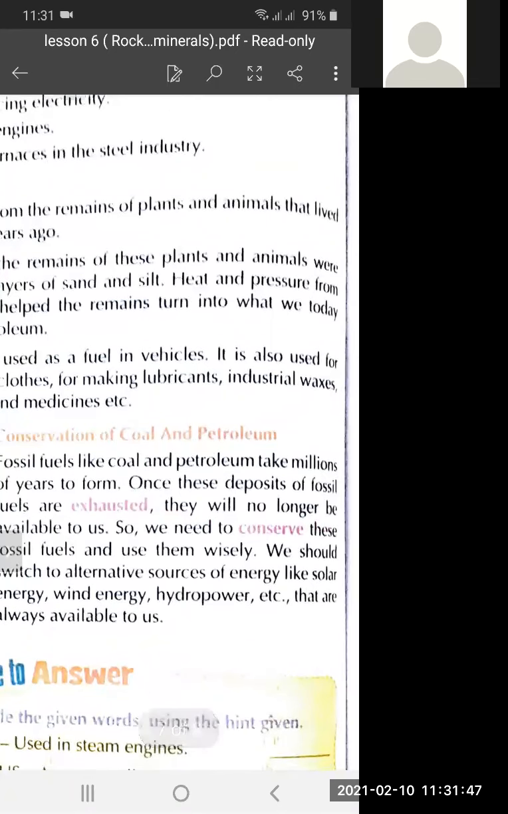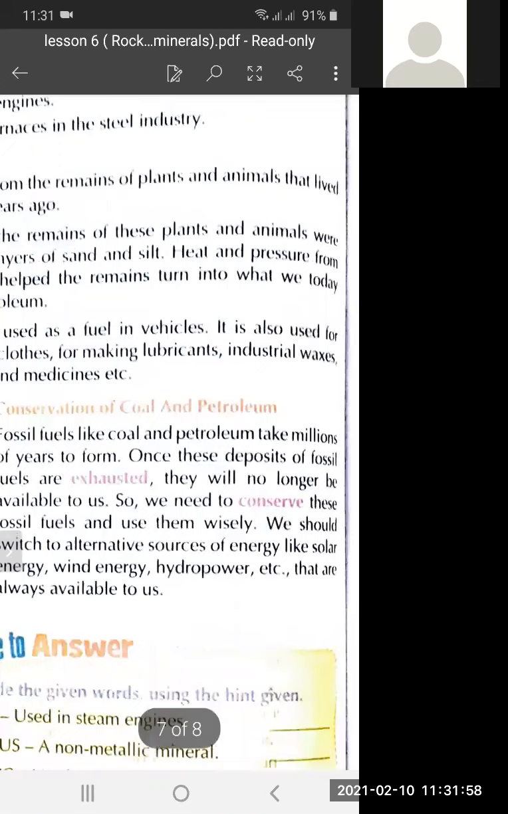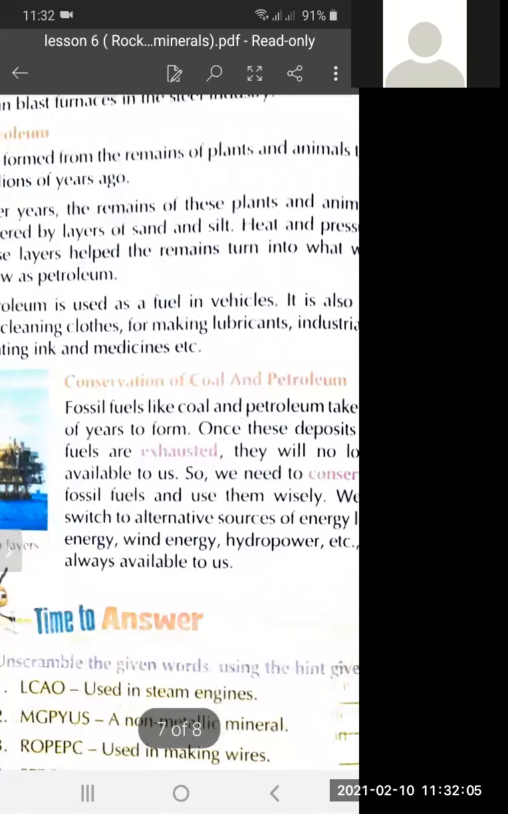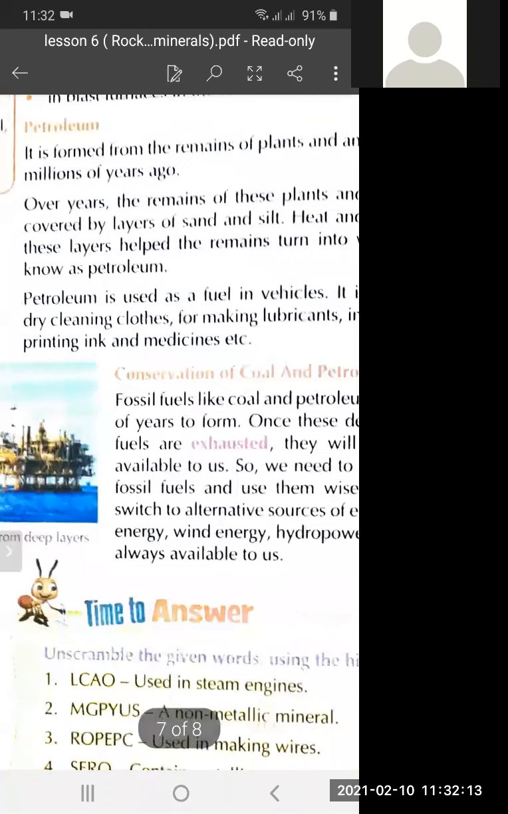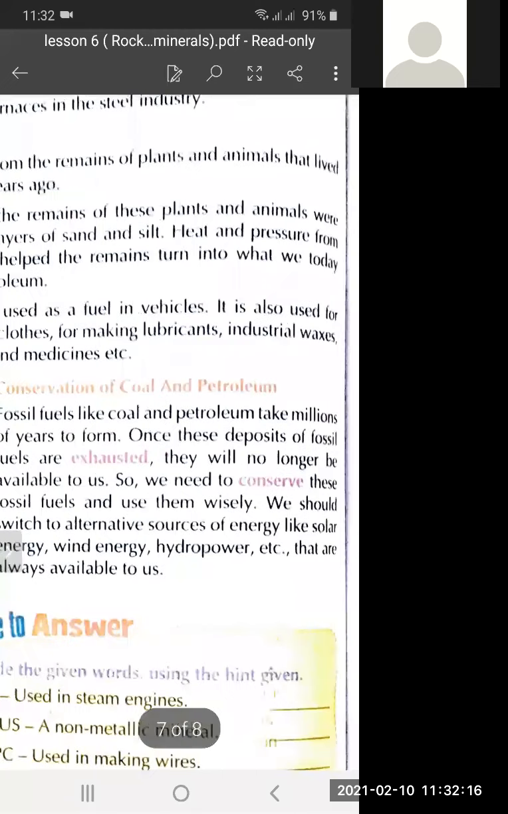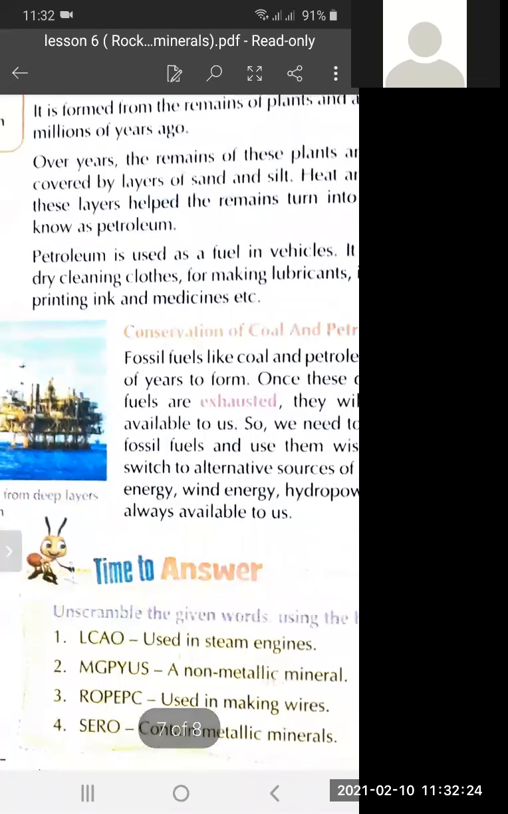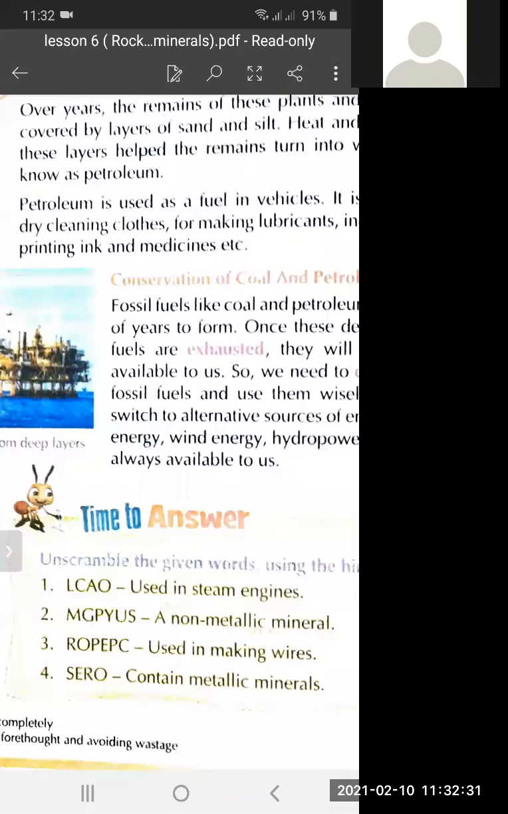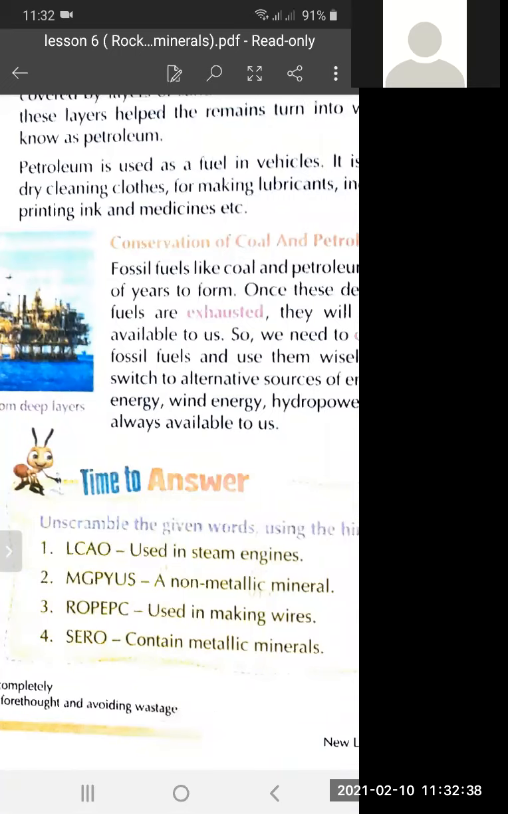Petroleum is formed from the remains of plants and animals that lived millions of years ago. Over the years, the remains of these plants and animals were covered by layers of sand and silt. Heat and pressure from these layers helped the remains turn into what we today know as petroleum. Petroleum is used as a fuel in vehicles, and it is also used for dry cleaning clothes, for making lubricants, industrial waxes, printing ink and medicines, etc.